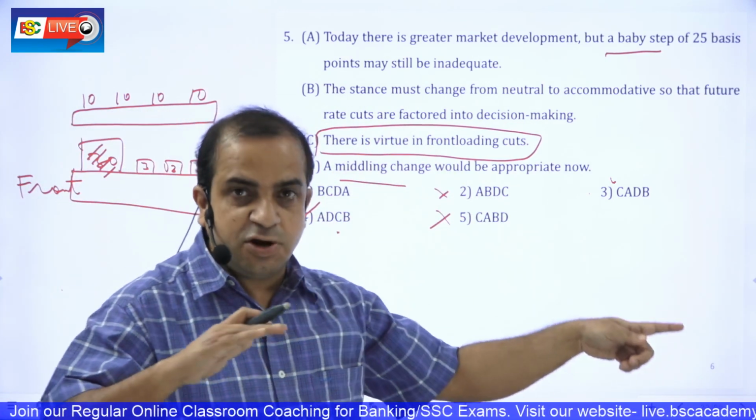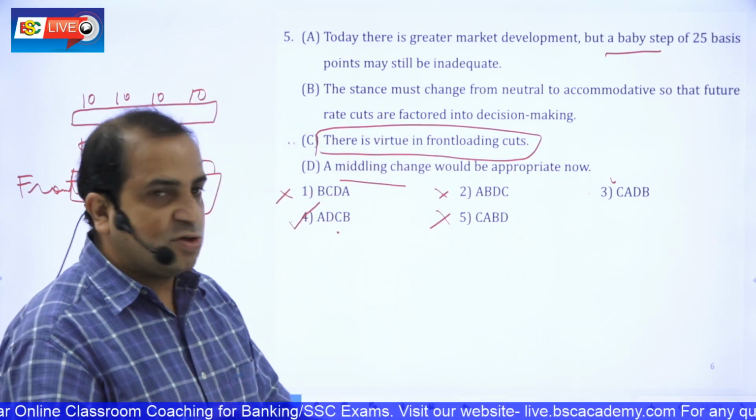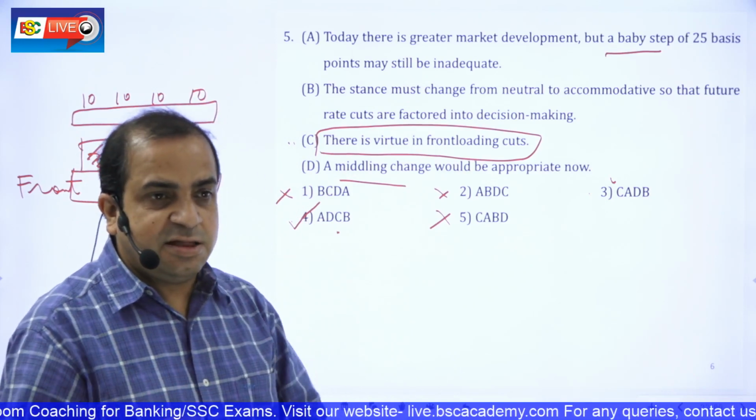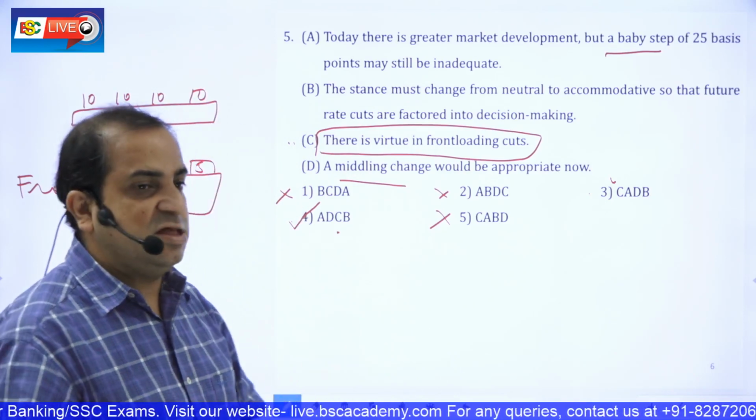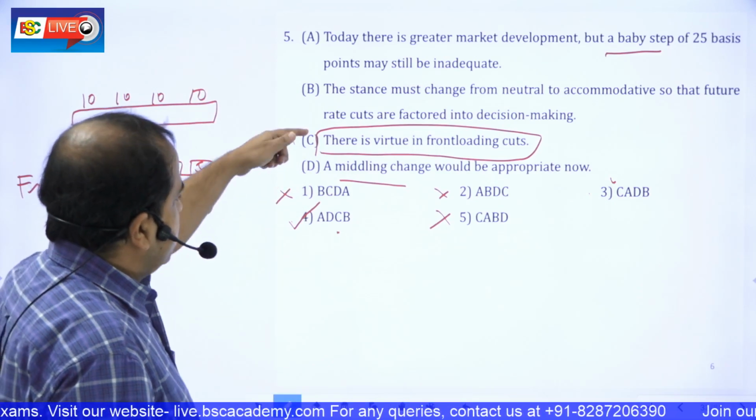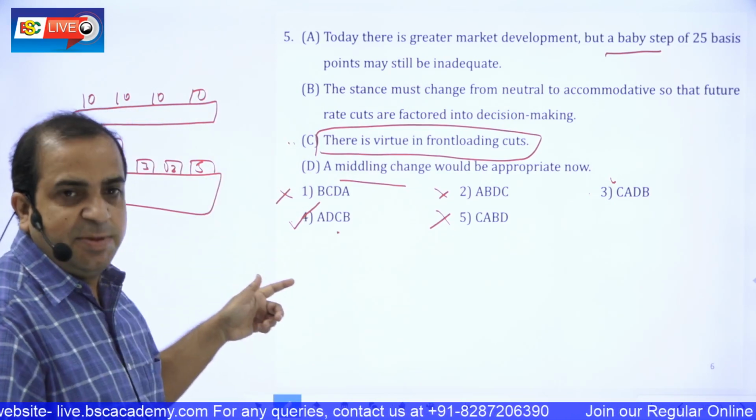If we have to make repo rate cuts, instead of continuing to do it gradually, it is better to do more at the start, and later, even if slowly. So that's what it is explaining. So now ADCB will make sense to you.